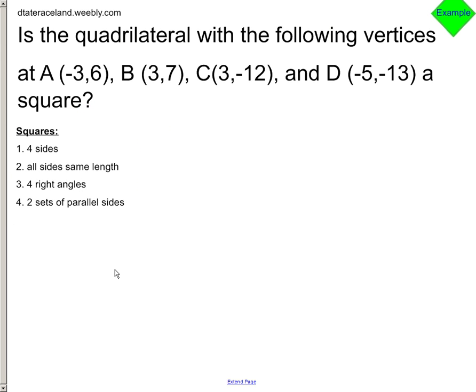And the cool thing is as soon as we can prove that one of these things does not exist, we can say it's not a square. Like if we can prove that they don't have 4 right angles, we know it's not a square.